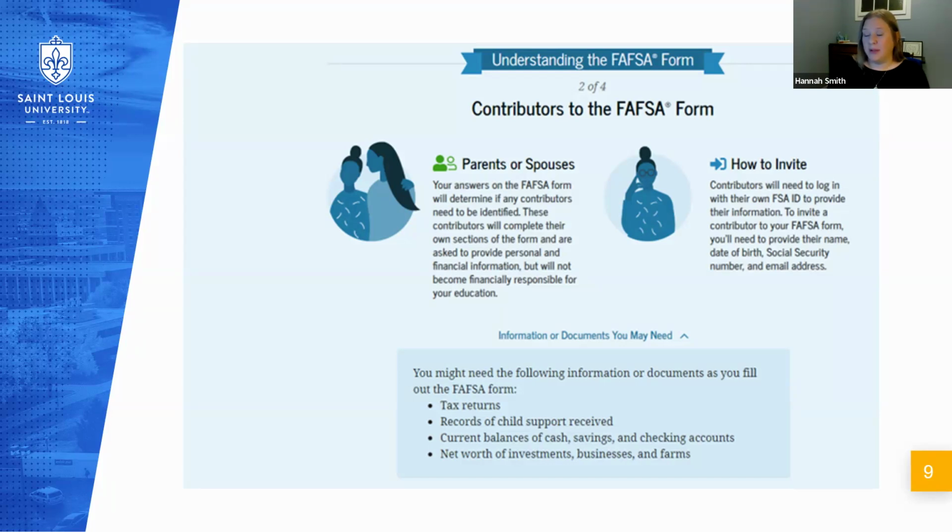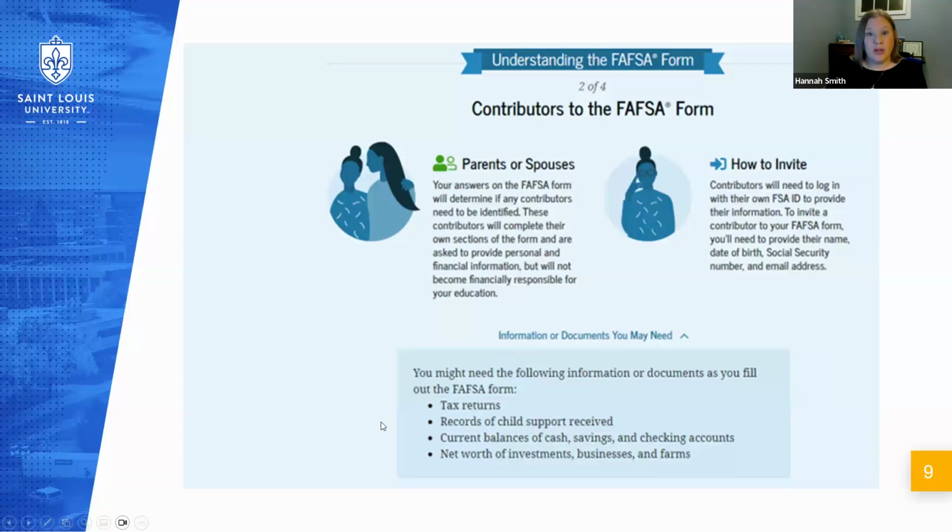You will need the following information here in this how-to-invite box to invite a person as a contributor. So you have to include their name, date of birth, social security number, and email address in order to add them as a contributor. And then that information has to match exactly what's on file for their FSA ID, their student aid ID login. It's also a good idea to have the following documents here in this blue box with you as you're filing the FAFSA.